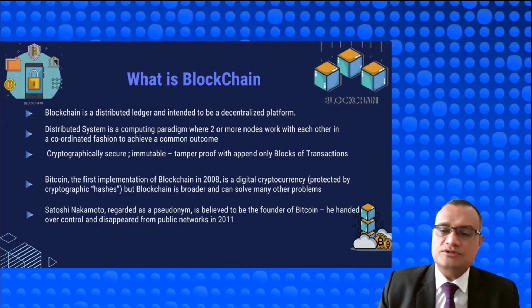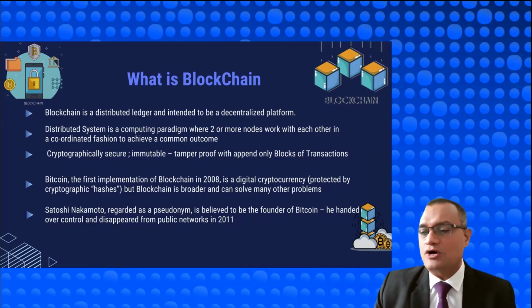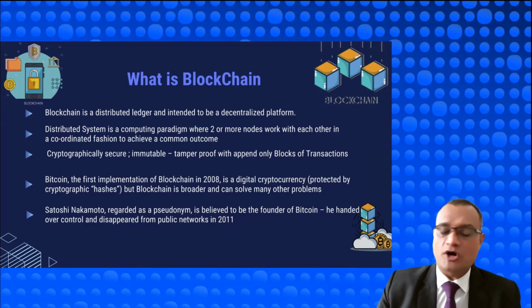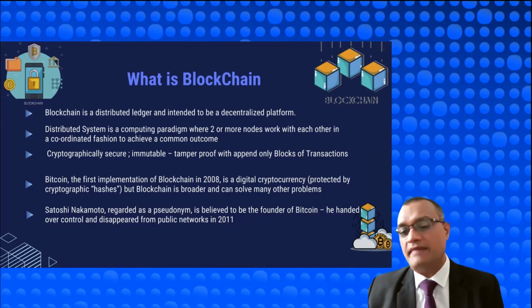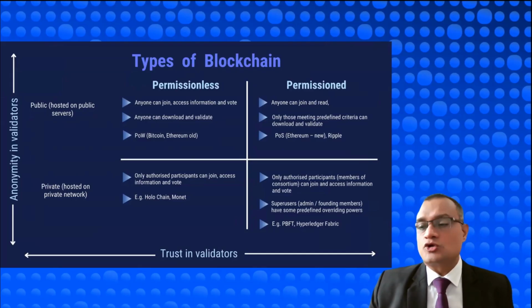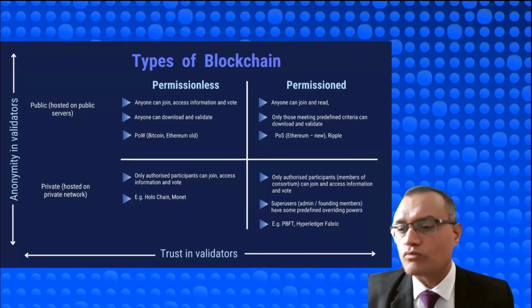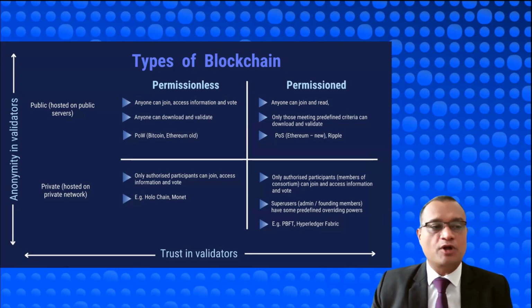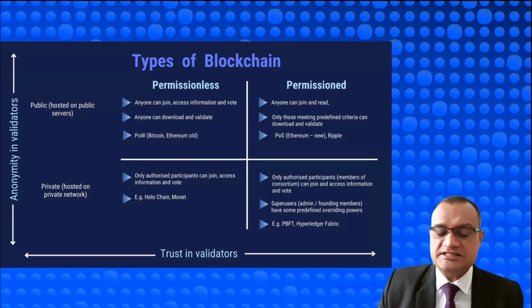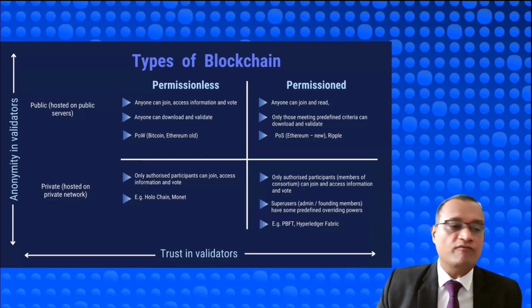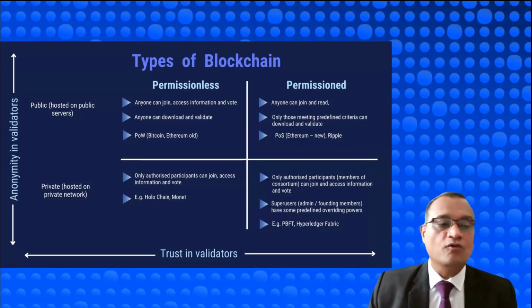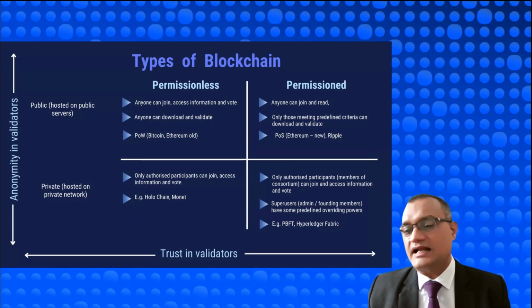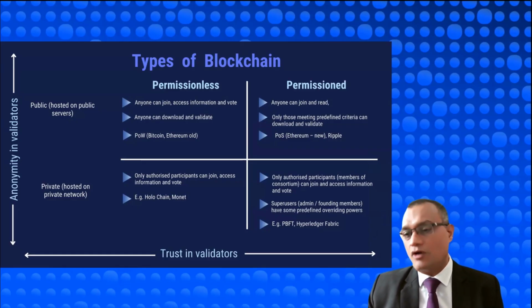So Bitcoin, if you see, was the first implementation of blockchain in 2008. It's a digital cryptocurrency protected by cryptographic hashes, but blockchain is broader and can solve many other problems. So let us appreciate this matrix and what exactly it helps us to understand about the types of blockchain. You can see on the x-axis there is trust in validators, and on the y-axis there is anonymity in validators. So you can broadly classify the blockchain into four quadrants.